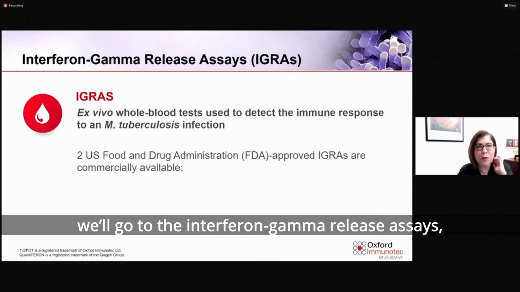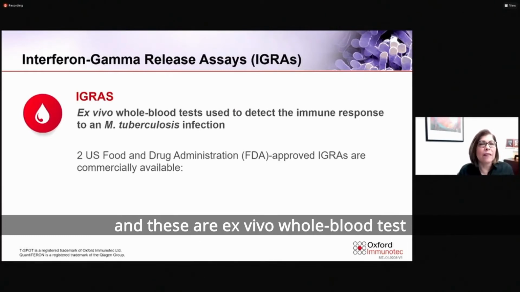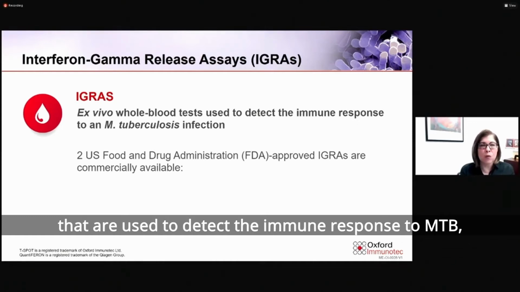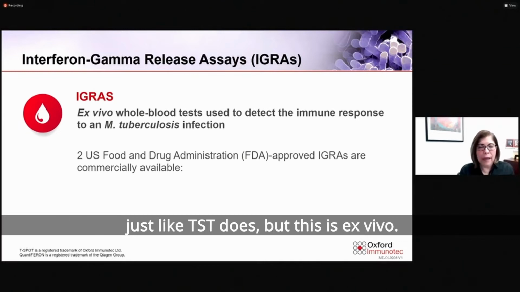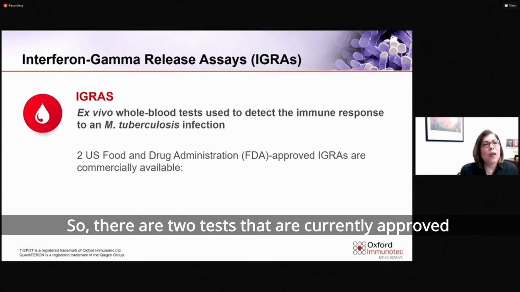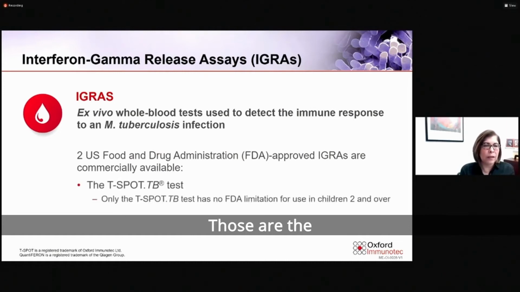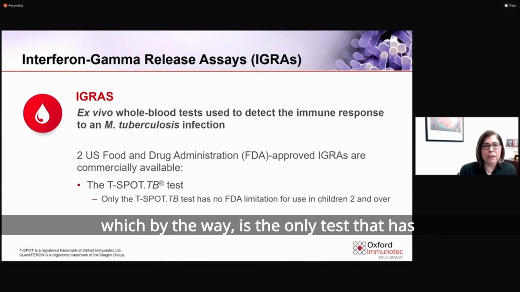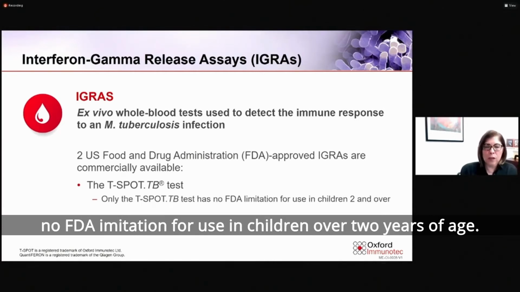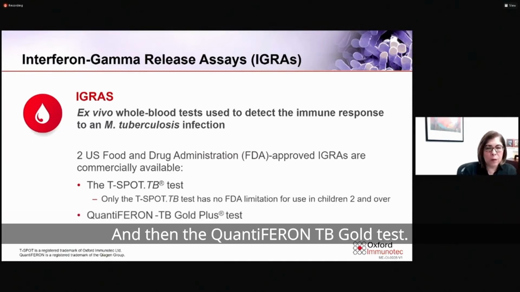We'll go to the interferon gamma release assays, and these are ex vivo whole blood tests that detect the immune response to MTB, just like the TST does, but this is ex vivo. There are 2 tests that are currently approved and in use in the United States. Those are the T-SPOT.TB test, which, by the way, is the only test that has no FDA limitation for use in children over 2 years of age, and then the QuantiFERON-TB Gold test.